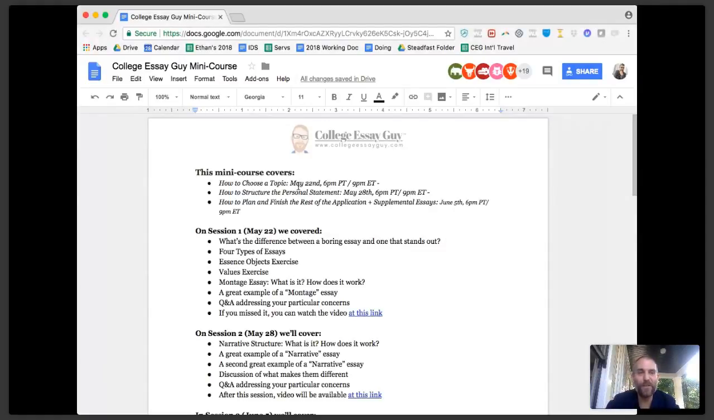And we talked about how to choose a topic. And briefly, we went over what's the difference between a boring essay and an essay that stands out. I talked to you about 4 types of essays. We did 2 little brainstorming exercises, the essence, objects, and values exercise. Your homework was to use the free guide to go and do the essence, objects, and values exercise. I hope you did. If you didn't, you've got a chance to redeem yourself and to catch up.